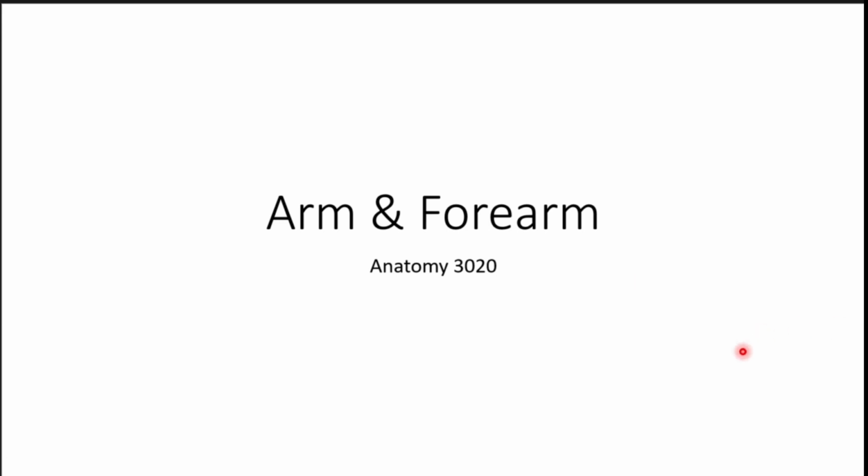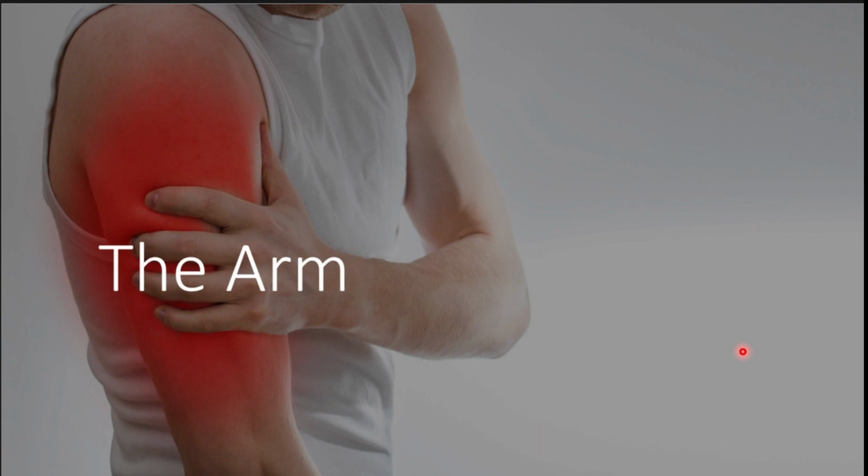Class, today we're going to be talking about the anatomy of the arm and the forearm. We will start the discussion with the arm, which is the proximal component of the upper limb.